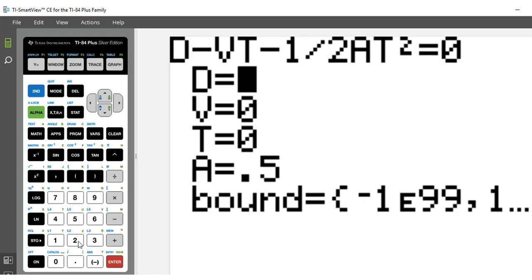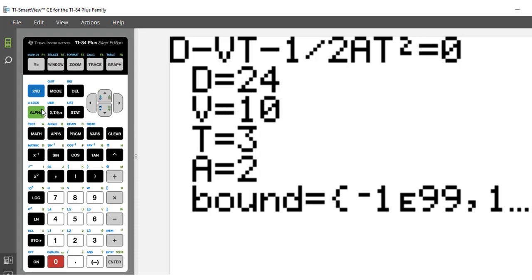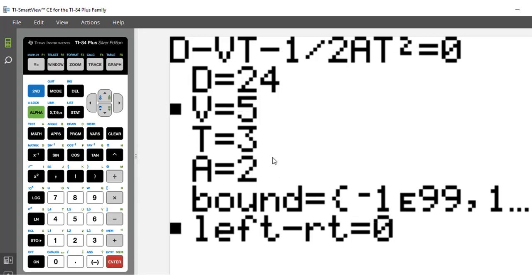So they will ask you what's the d, that is 24. Velocity is what we are looking for, the time is 3. Acceleration, that is 2. Suppose this velocity, I guess, is 10. Then I go to alpha, enter. They will give you the solution for this velocity.